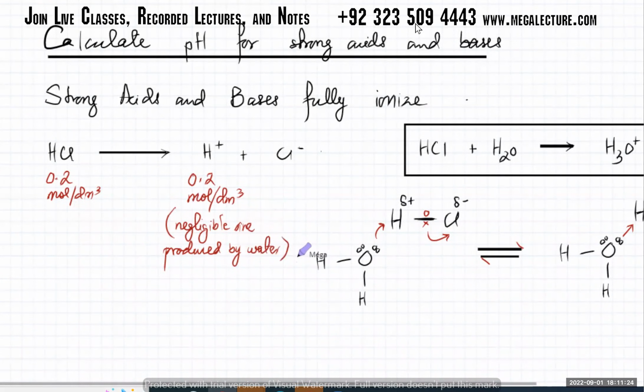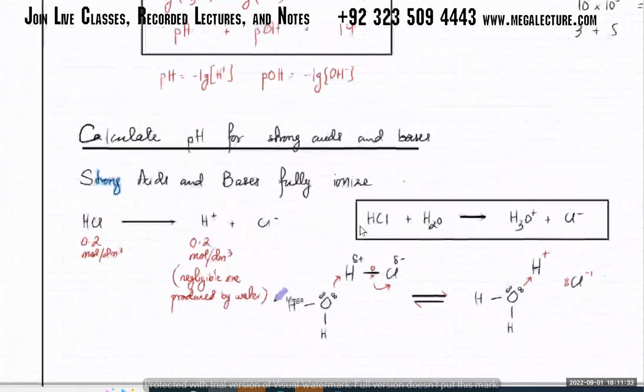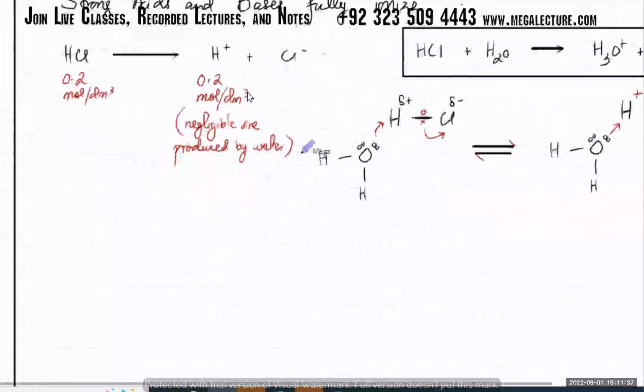So very, very few ions will actually be produced by water itself. So pH निकालना है, that's pretty easy. कि pH का formula हमने किया था. What is pH? It's minus log of the concentration of H plus 1. That's about it. So you can just find pH.